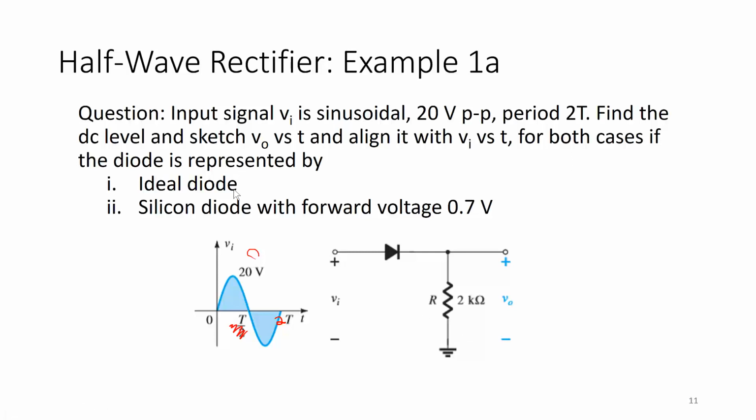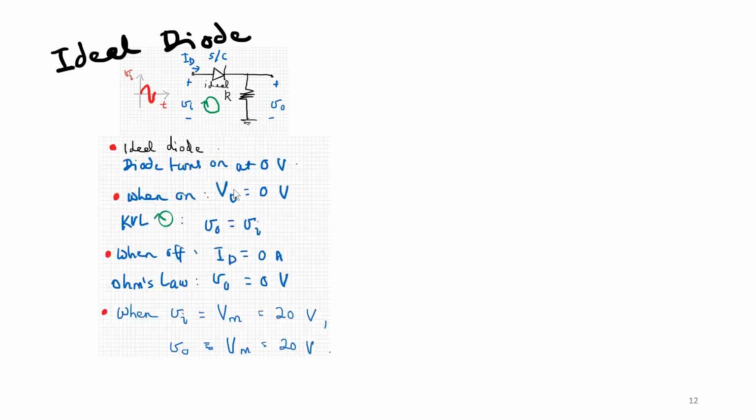So first we need to find the DC level, and then we need to sketch V out versus time, align it with V in versus time, and then shift from an ideal diode to a silicon diode. Okay, now let's have a look at the ideal diode. It's the same diagram as just now, except that this time there are values.